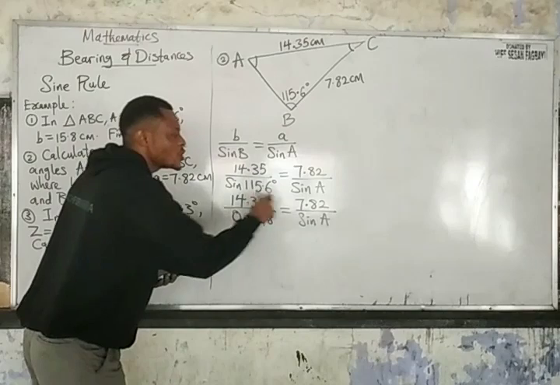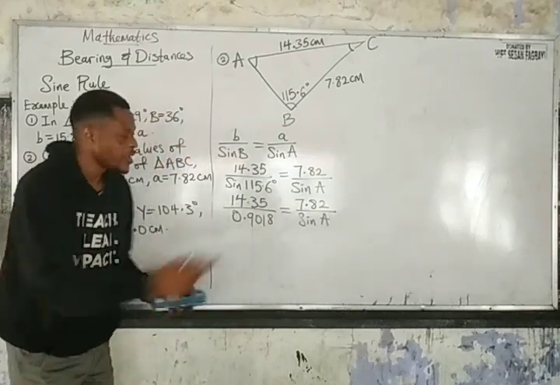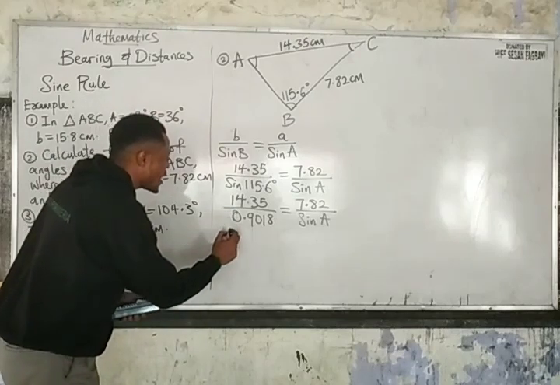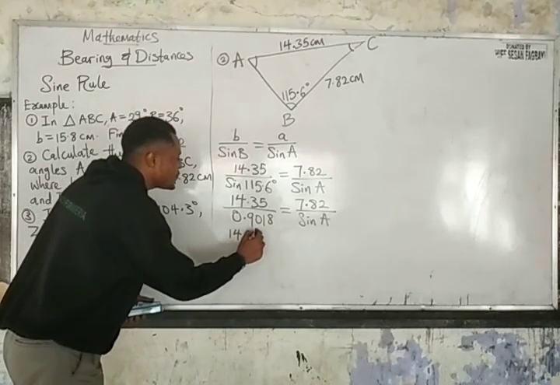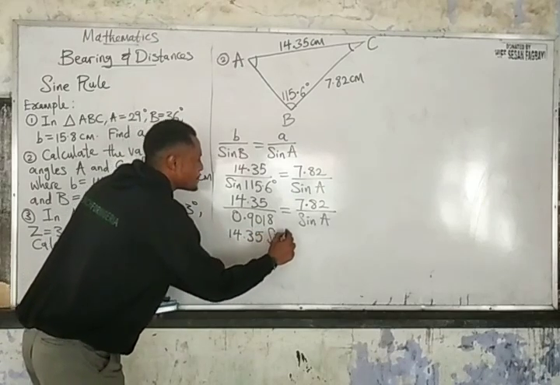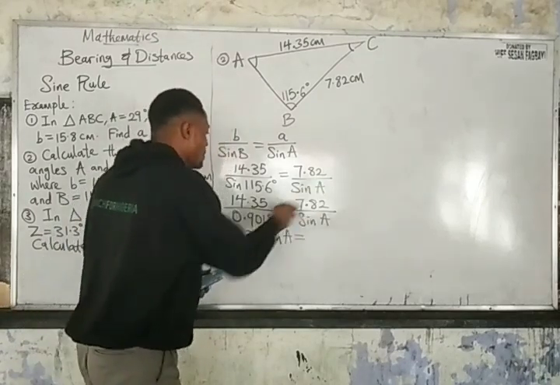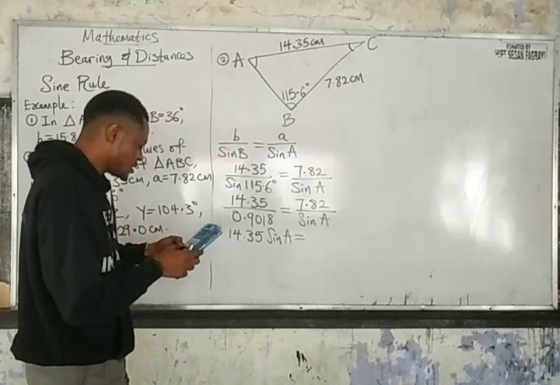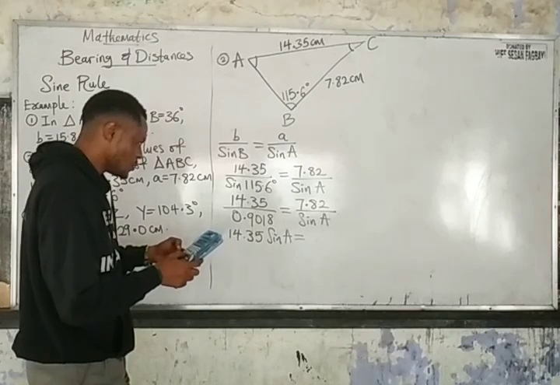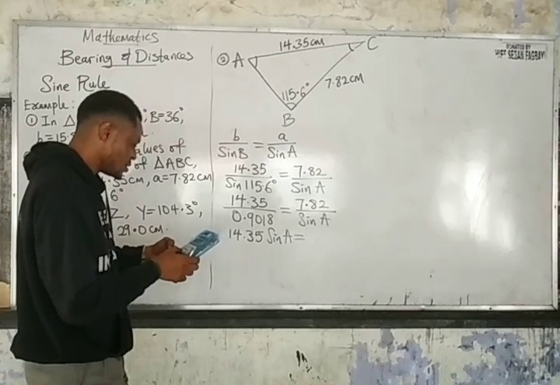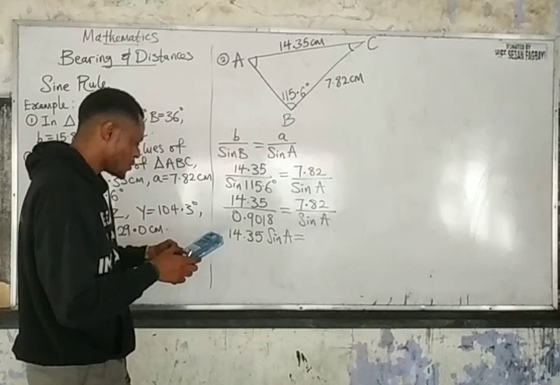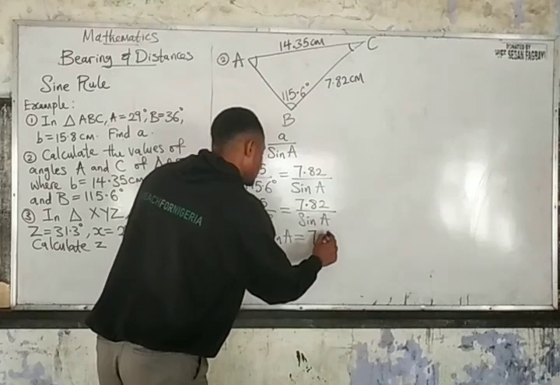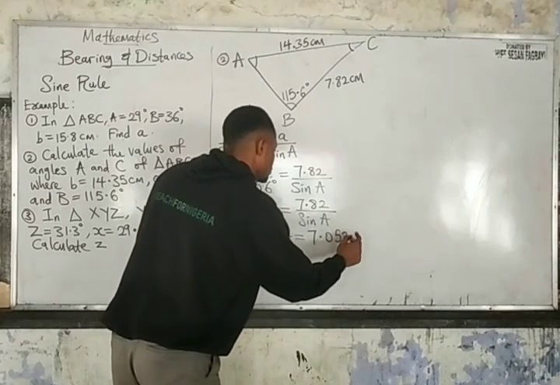From here, we cross multiply because sine A cannot be found. A is what we are looking for, the angle A. So when you cross multiply here, we are going to have 14.35 sine A equals the multiplication of these two, 7.82 multiplied by 0.9018. This gives us 7.05207.